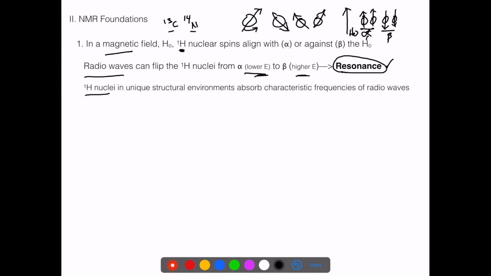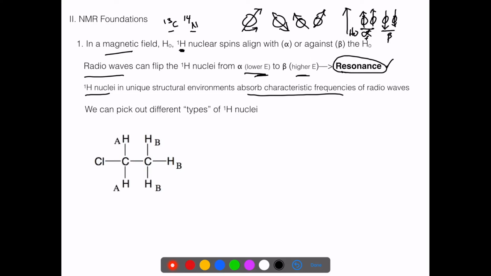We find that hydrogen nuclei in unique structural environments tend to absorb characteristic frequencies. So we can actually have different radio waves, just like different radio stations, and you can pick out which of those radio waves are absorbed by, say, a certain set of alpha to beta, because we're going to find out not all of the hydrogen nuclei act the same. And as a result, we can pick out different types of nuclei.